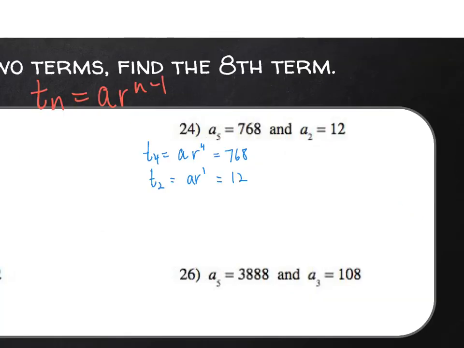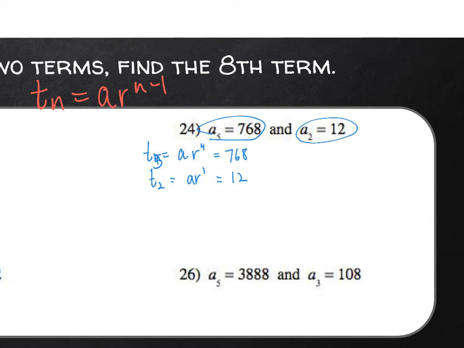Good luck. Okay, so I need to find the 8th term, but I've been given these two terms. I'm going to use the a r to the n minus 1, and I set up these two already. So t5, sorry, that should be a 5 there. t5 is equal to a r to the 4, because it's 1 less than, equals 768. That comes from this piece of information. This piece of information gives me that the second term is equal to a r to the n minus 1, so 2 minus 1 is 1, and that's 12.